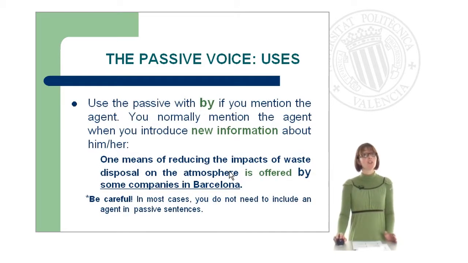On the opposite, we use the passive with by if you mention the agent. When do you mention the agent? Well, normally when you introduce new information about him or her. Let's have a look at the example. One means of reducing the impact of waste disposal on the atmosphere is offered by some companies in Barcelona. Okay, however, it's very important to remember that in most cases in English, you do not need to include an agent in the passive sentences. So sometimes it's more natural to use a passive sentence without an agent.